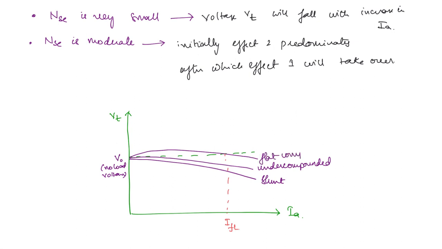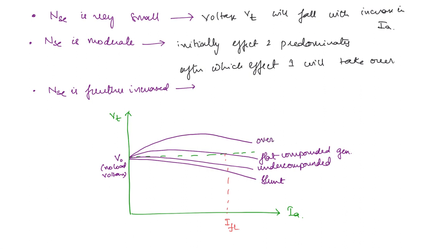Flat compounded generator. Okay. And now if you further increase NSE, then what is going to happen? Here also, initially the effect 2 will predominate. Okay. And effect 1 will take over after a larger period of time. So that means it is going to be like this, and then it will start reducing a little later as compared to the flat compounded generator. So this is called as over compounded generator.